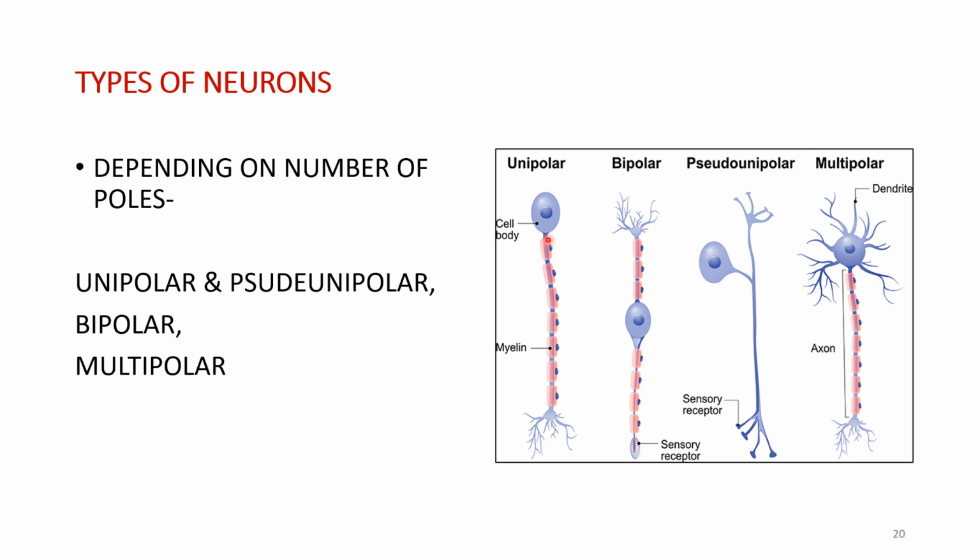So this is the unipolar neuron. This is the pseudo-unipolar neuron. So here what is there?